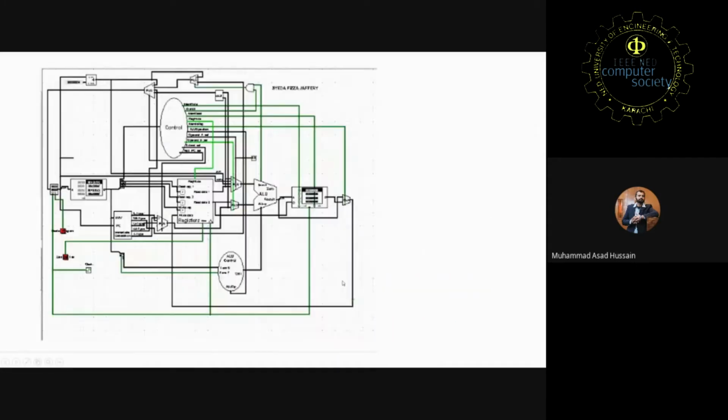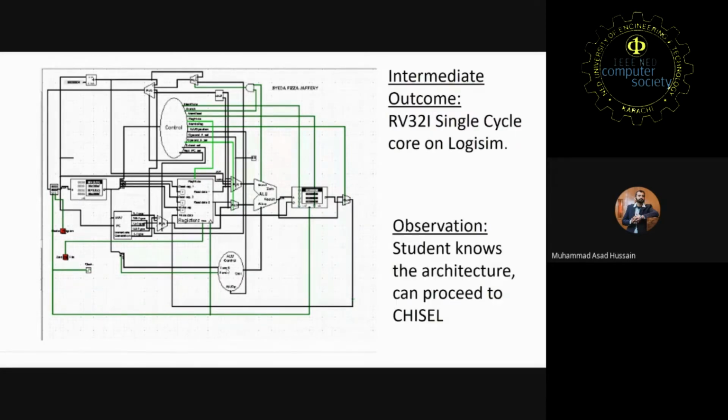And these are the single cycle cores. This is the Logisim output, and it's a data path. Uzair will further explain it in his presentation. So it's a single cycle core RV32I on Logisim, and what are the observations after designing this? Students should know the architecture and can proceed to Chisel. This is the first step.